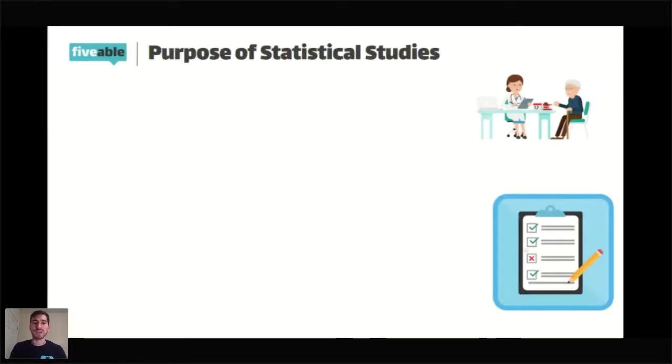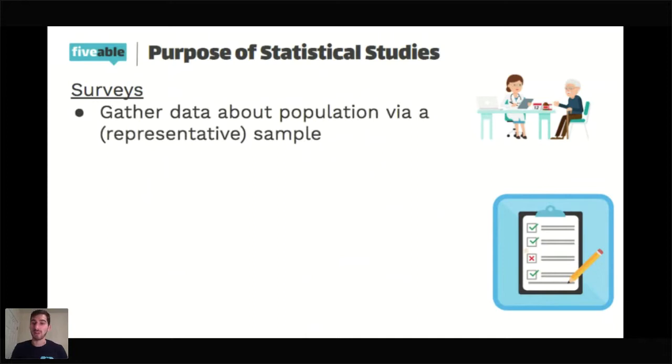So there's a lot of different types of statistical studies you can do. There are surveys. That's a really common type where you try to gather data about a population via a sample, hopefully a representative sample. We did a whole other stream about surveys and the types of bias that can potentially be introduced in surveys. Be sure to check that out.